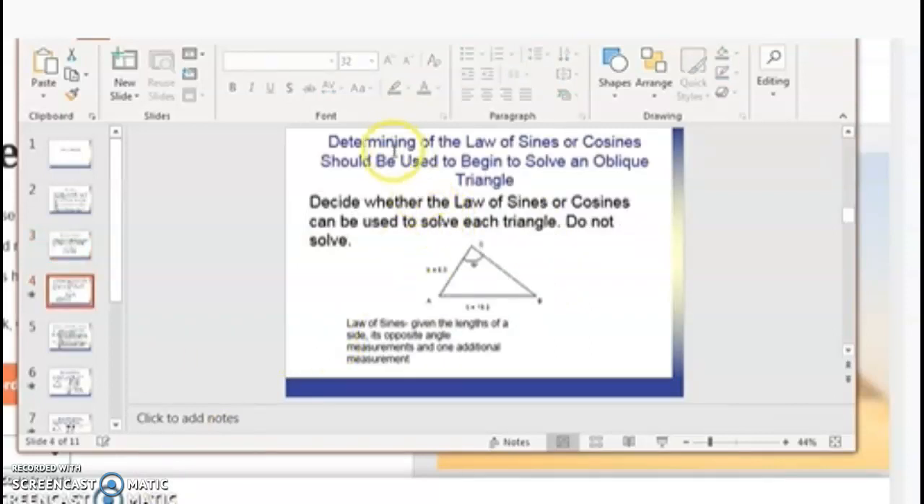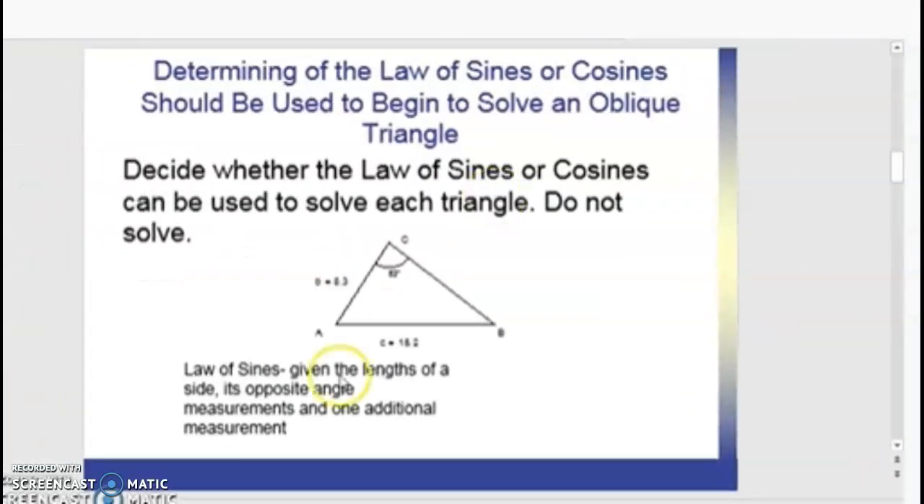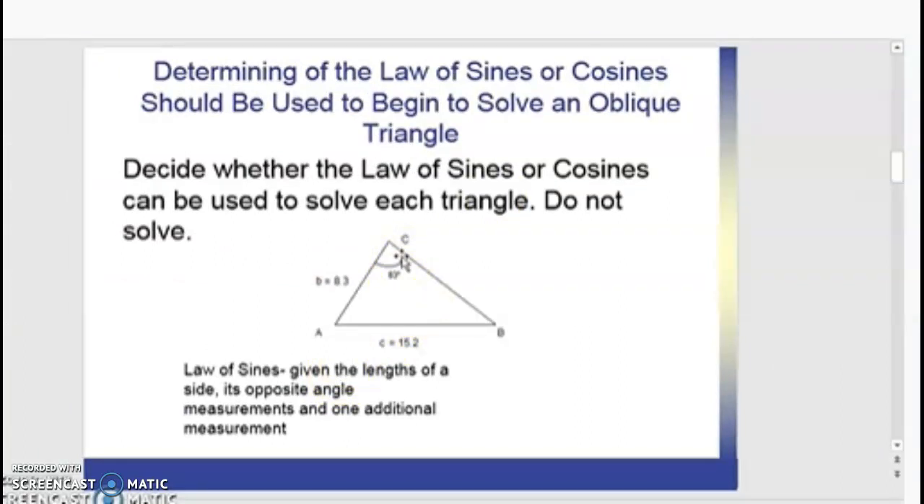Example. Determining if the law of sines or law of cosines should be used to solve a triangle problem. Well, if we look at this particular problem, you will see that you are given the measure of an angle, angle C, and the length of its opposite side. That is the requirement to use the law of sines. So this particular problem would be solved using the law of sines, which is easier, a little bit shorter than the law of cosines.